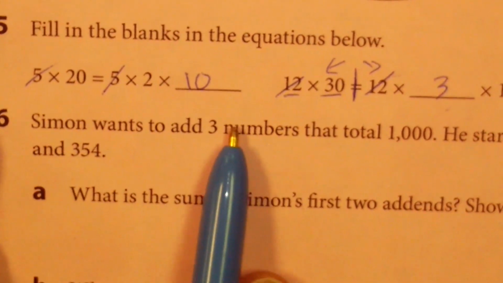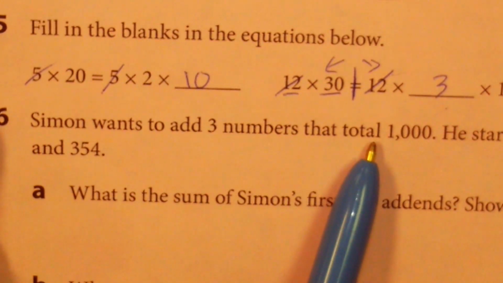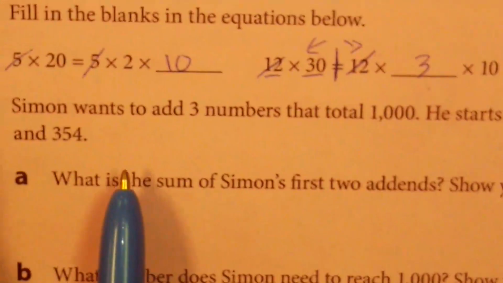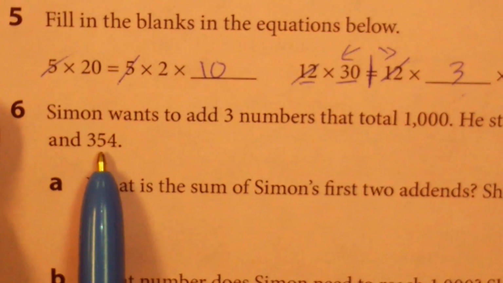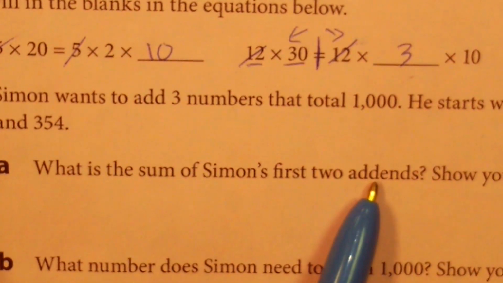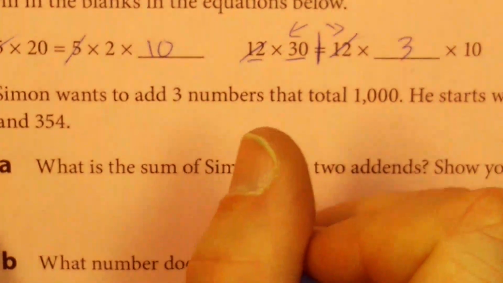Simon wants to add 3 numbers that total 1,000. He starts with these numbers, 567 and 354. What is the sum of his first 2? Okay, well that doesn't seem like too bad of a question.